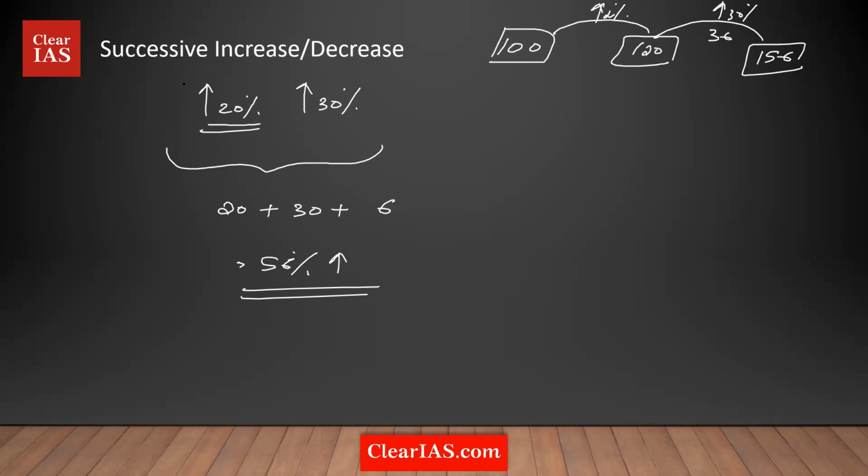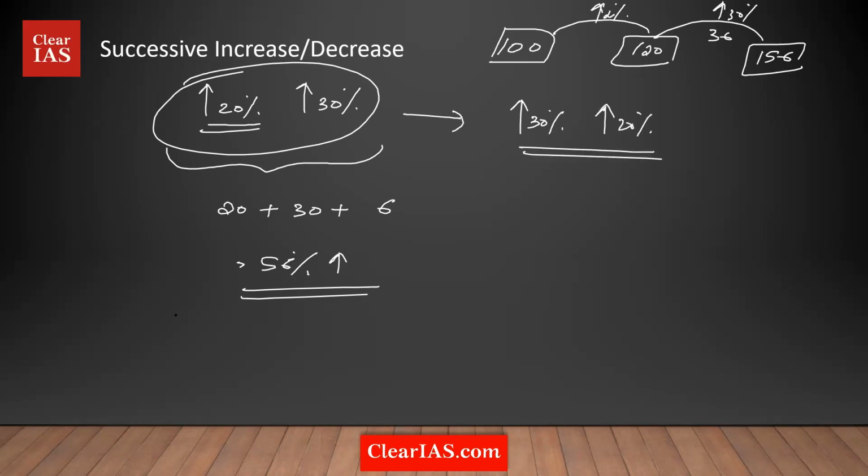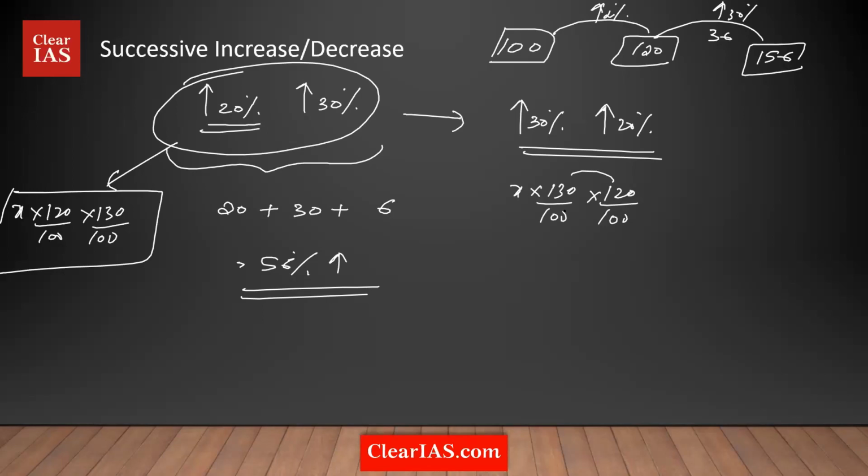My next question is, if you change the order, let's say instead of this I'm increasing it by 30%, then I'm increasing it by 20%. Do you think it matters? No, sir. Do you think it matters? If you remember the formula, it's x into 120 by 100 into 130 by 100, right? Here you are increasing it by 30% first, that is x into 130 by 100 into 120 by 100. The order changes, that's it. But the final value is going to be the same, right?